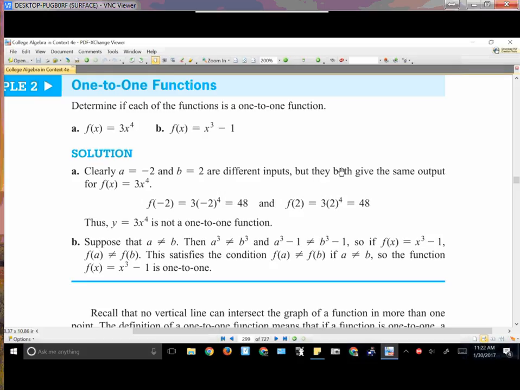This function is 1-to-1. I put a number in, I get an answer. That answer only comes from one number that goes in. Big picture idea that you have to have in your mind when it comes to this idea of 1-to-1.